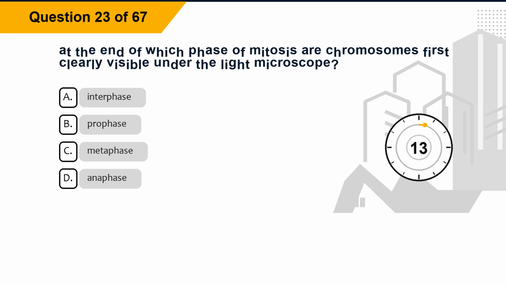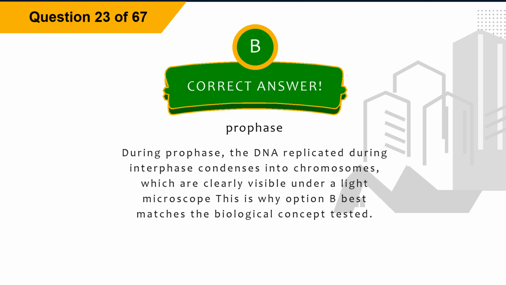Question 23. At the end of which phase of mitosis are chromosomes first clearly visible under the light microscope? Option A, interphase. Option B, prophase. Option C, metaphase. Option D, anaphase. The correct answer is option B, prophase. Explanation: during prophase, the DNA replicated during interphase condenses into chromosomes, which are clearly visible under a light microscope. This is why option B best matches the biological concept tested.